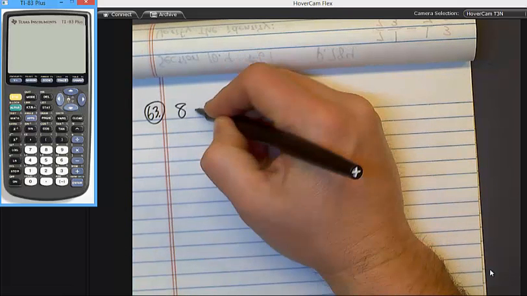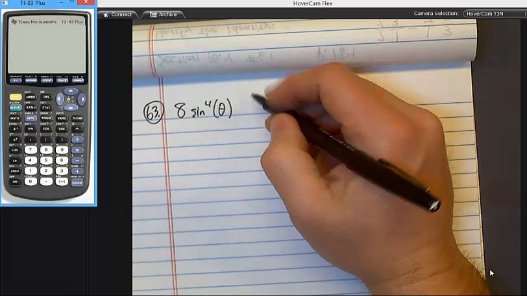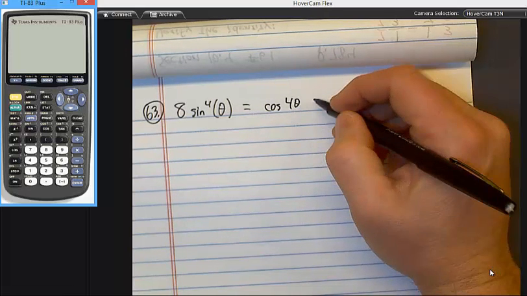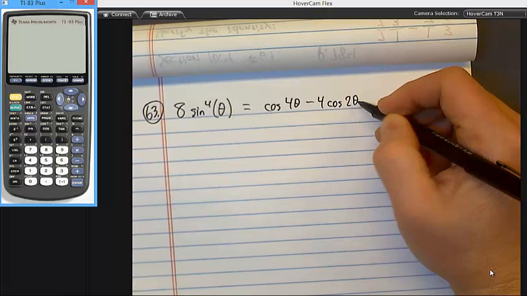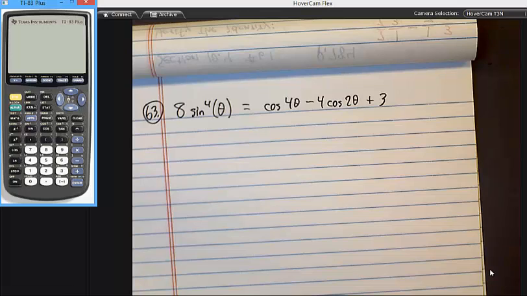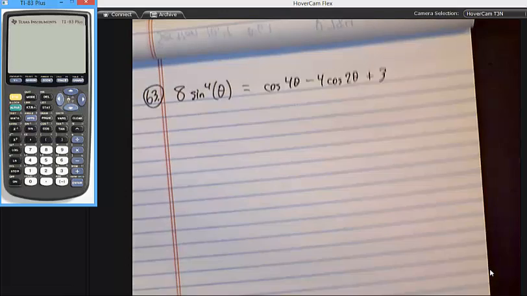8 sine 4th theta is equal to, it says, the cosine of 4 theta minus 4 times the cosine of 2 theta plus 3. Wow. I mean, there's certain things that come to mind here, okay, for me.